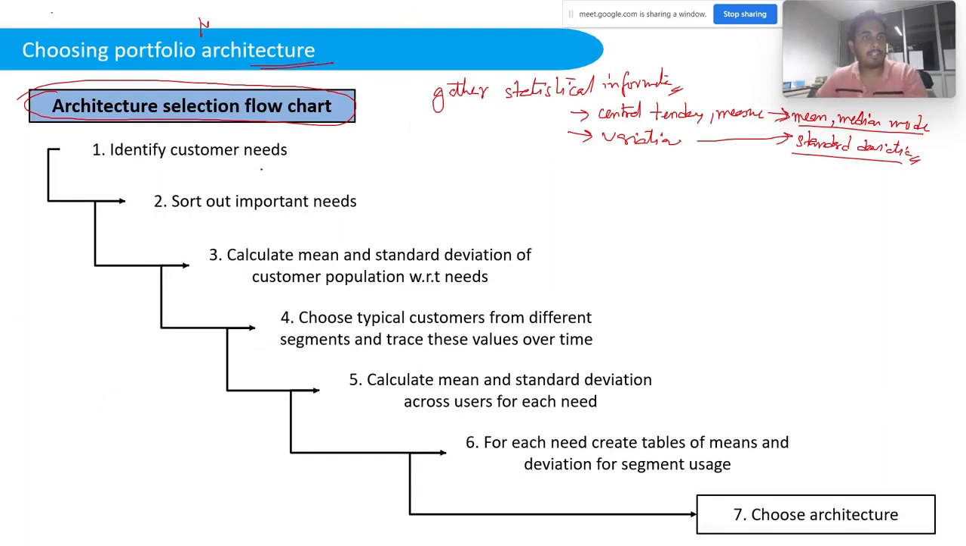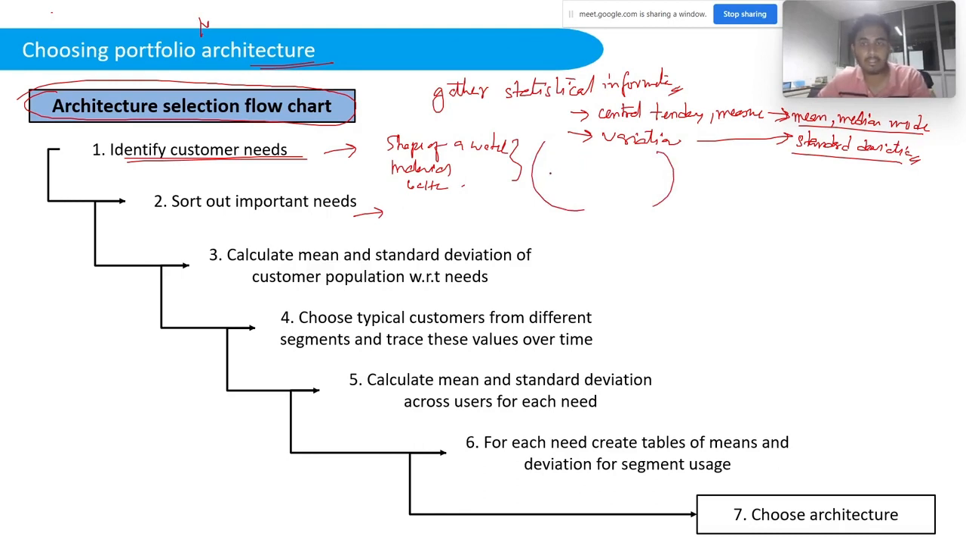What we do in product portfolio architecture is, first we identify customer needs. For a particular product like a watch, you might have a product need, for example the shape of a watch. There can be other needs also, like material, durability, battery life. Then you set the priorities. We learned those in the third class probably.